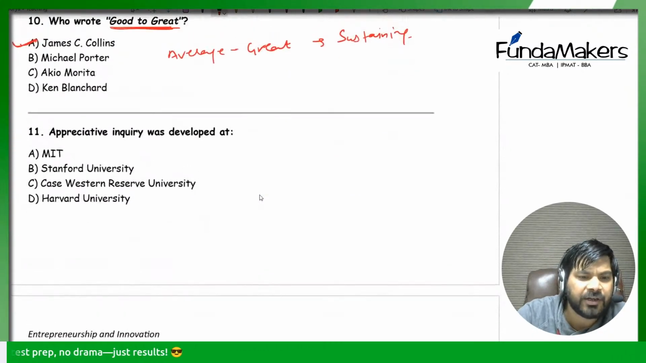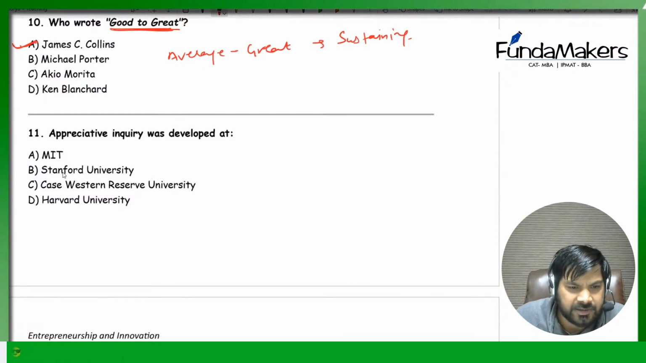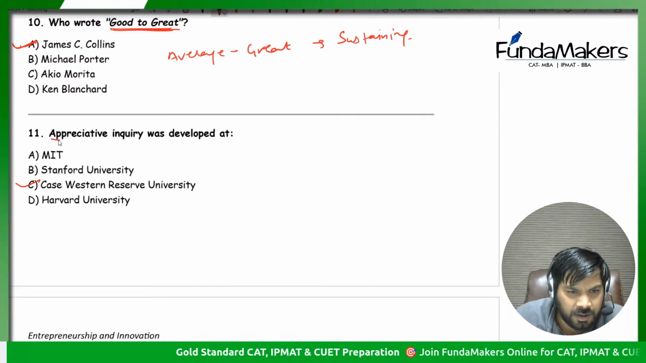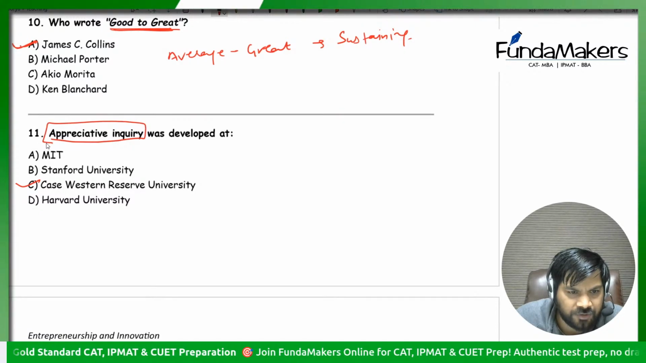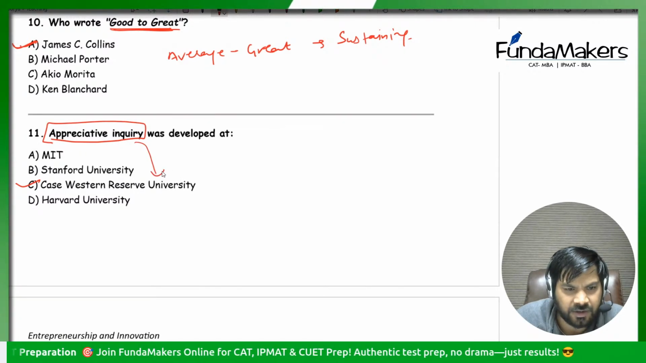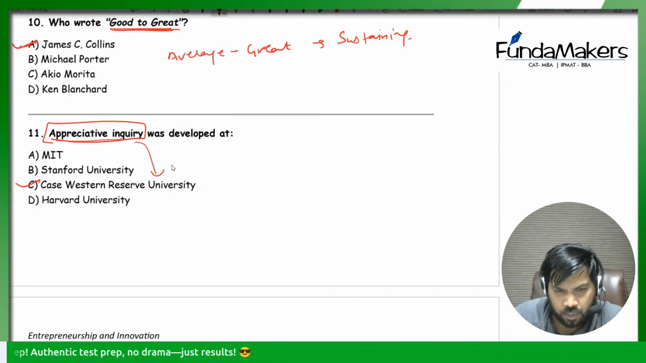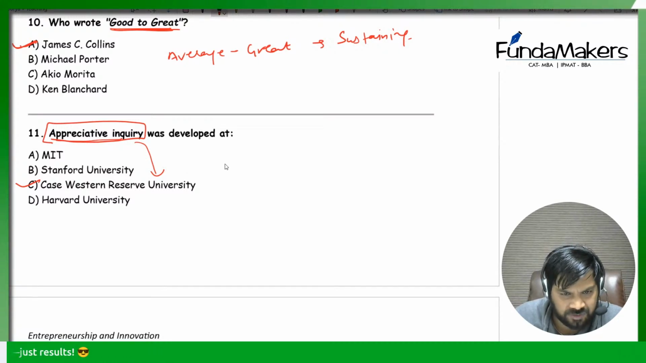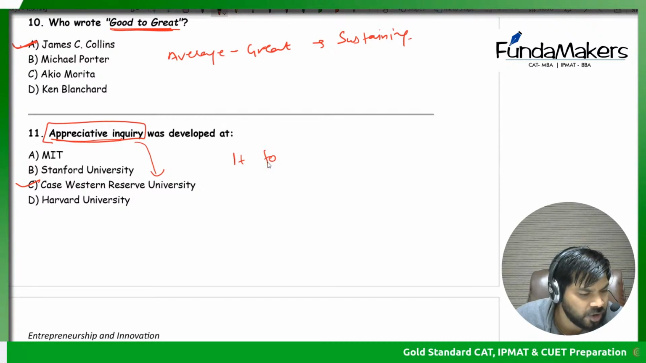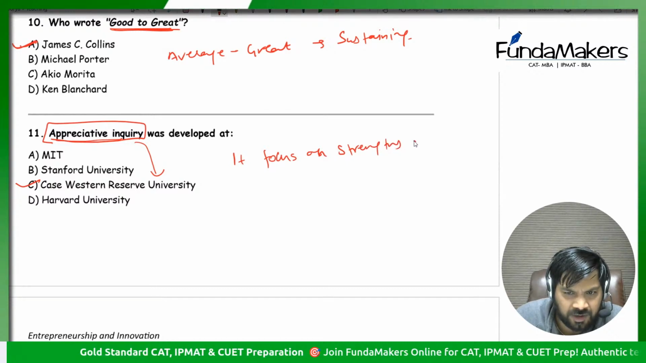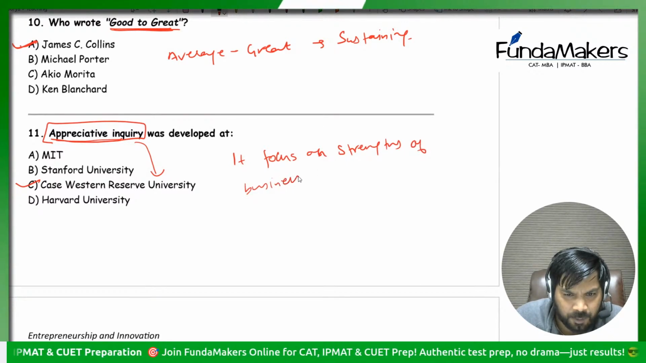Appreciative inquiry was developed at what? MIT, Stanford, Case Western Reserve University, Harvard University. So it was developed at Case Western Reserve University. Remember, appreciative inquiry was developed at Case Western Reserve University. Now you need to understand what is appreciative inquiry. So this is a method to focus on strength for a change. It basically asks you to look into your business, focus on strengths of the business, and then improve.